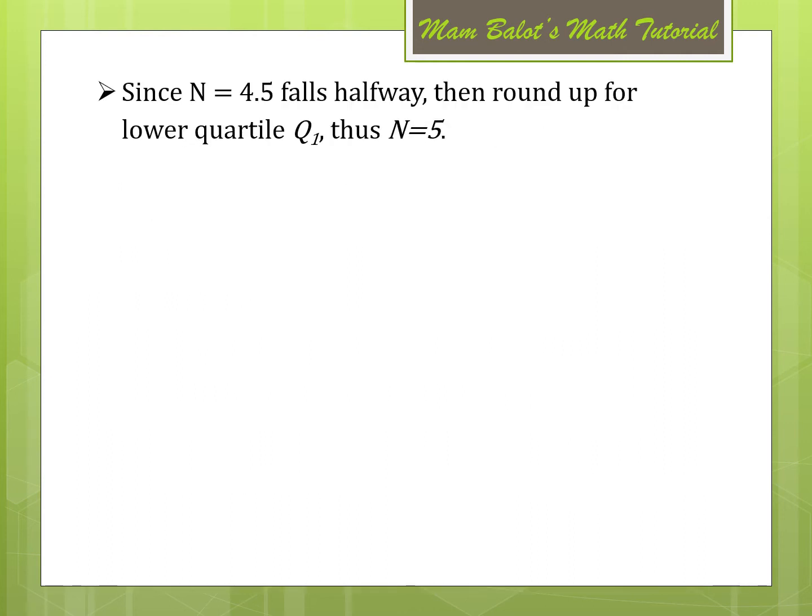Since we are computing the lower quartile, following our steps, we need to round up the value of n. Since n is equal to 4.5, that becomes 5. From our arranged data, we can now locate the fifth data, which is 4. So our first quartile is equal to 4.